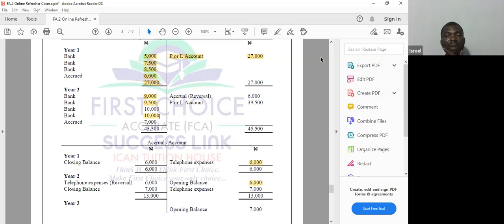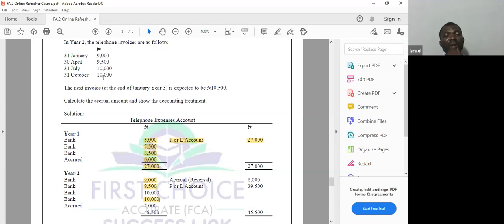If you look at the question here, let me show you the question. By 31st of October, you have ended. So November and December will be the ones to address the shortage. Now, the next invoice for year three is expected to be 10,500. So they expect to have 10,500 return. So what you do is that you look at the trade receivables.